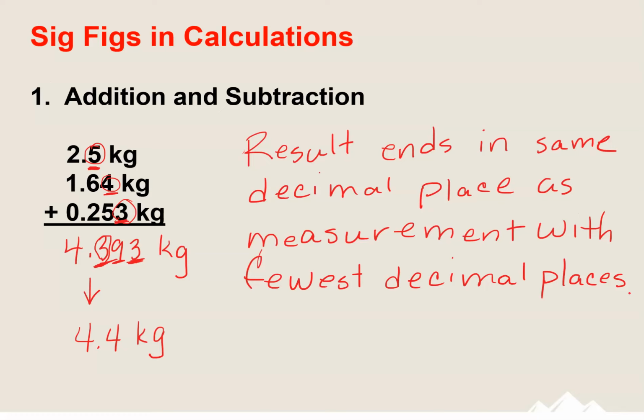Here's another way to say the same thing. The measurement with fewest decimal places is the measurement that is least precise. So the precision of my result is limited by my least precise measurement.